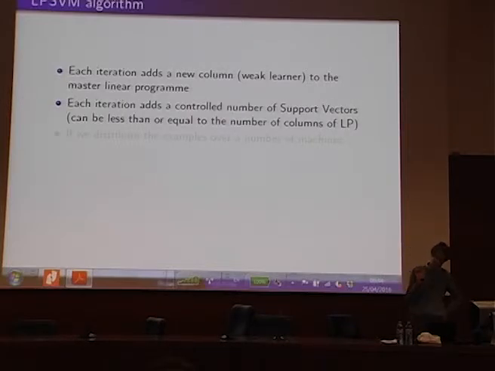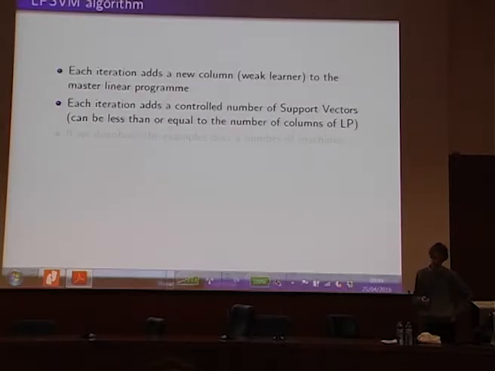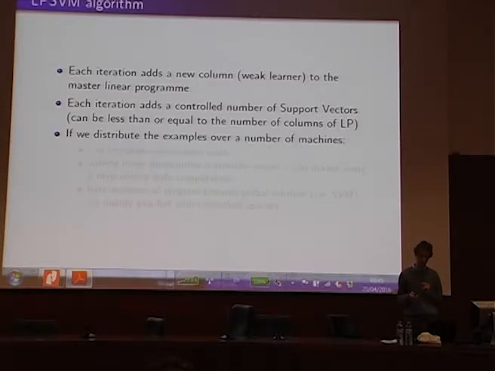And the important point is that we know how sparse it is because it's defined by these UIs. So the sparsity of the UIs defines the sparsity, and that can be controlled by the number of columns in the linear program. So the number of weak learners we have already added controls the sparsity of the next weak learner that we add. So we're able to control how many support vectors we're actually using as we generate our solution, and we know that it will converge eventually to the support vector solution.